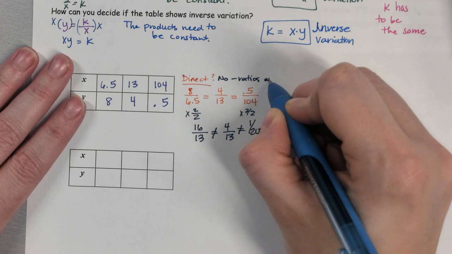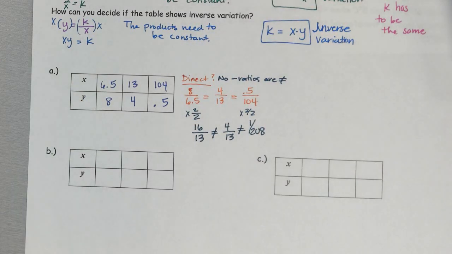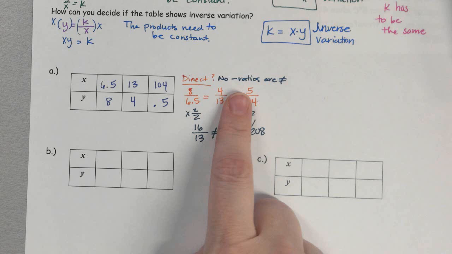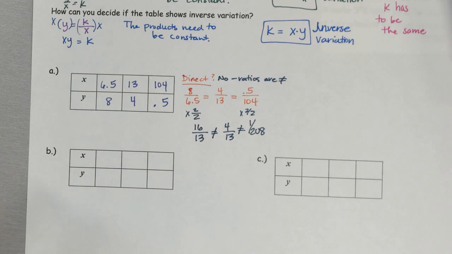Ratios are not equal. Okay, and then when you're doing this on your homework, you can just show your work here. This is to help you when you're doing this so that you can see, all right, this is why the answer was no for that.